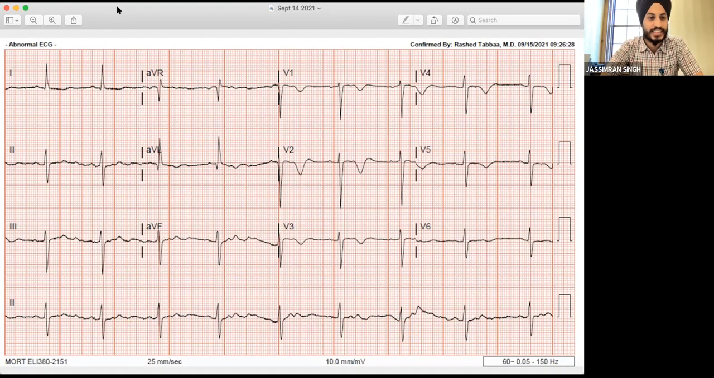Okay, so let's start with V4, V5, and V6. I can see T-wave inversion in V5, V6 leads. If we talk about lead 2, PQRS, is it possible that these are U waves because of hypokalemia?